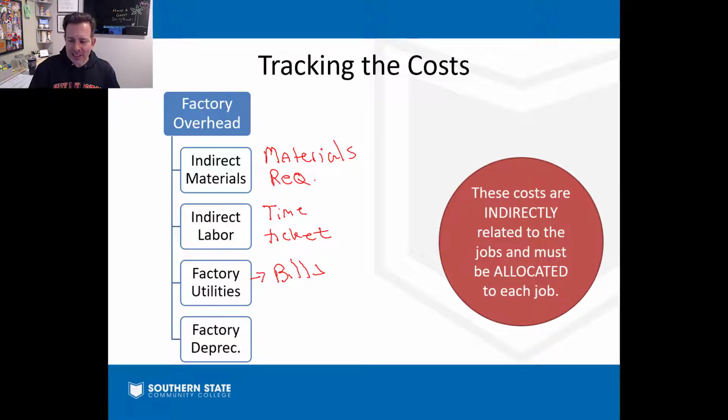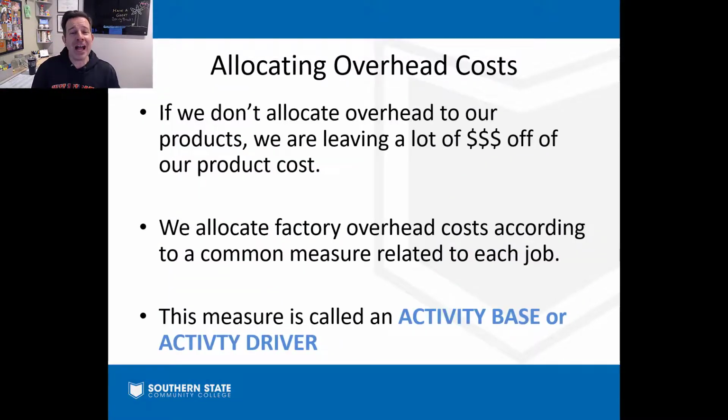And then factory depreciation usually comes from the accounting department, telling us how much we are depreciating on our factory machinery. But all those costs are indirectly related to the jobs. As such, they have to be allocated to the jobs in some way, shape, or form. And that's where the tricky part comes in. The whole idea of allocating those overhead costs. If we don't allocate that overhead to our products, we're leaving off a lot of money on our product cost, which means we may not charge enough for the product to cover our cost. We definitely don't want that scenario to happen.